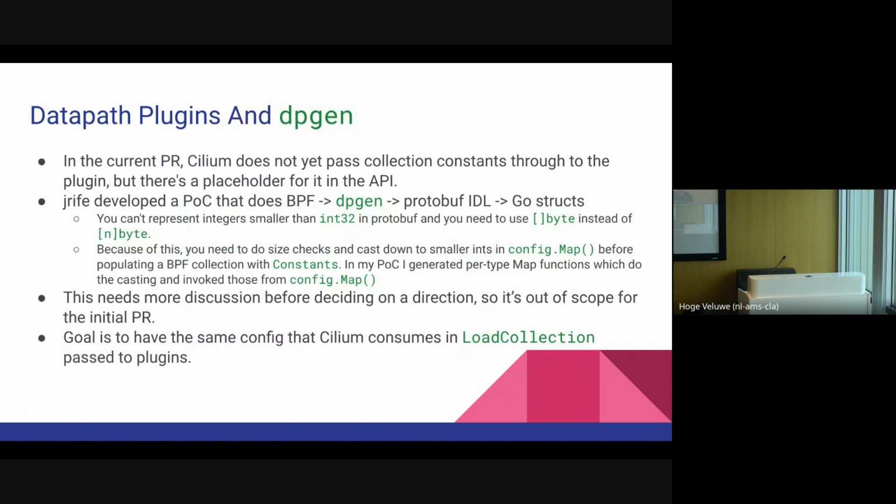So there's this other thing. I think there is an issue with passing constants to the plugin. What Jordan is looking at is using dpgen, and he's getting some things that need to be worked out. Essentially, using dpgen to generate the Go-level structs. Anyways, this will be a discussion, I think, on his PR to see what to do here.